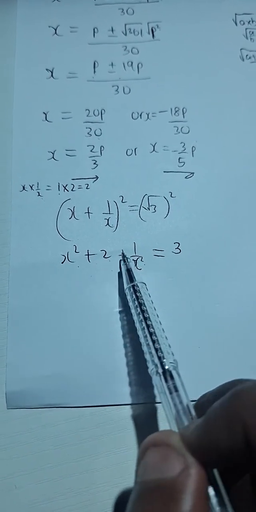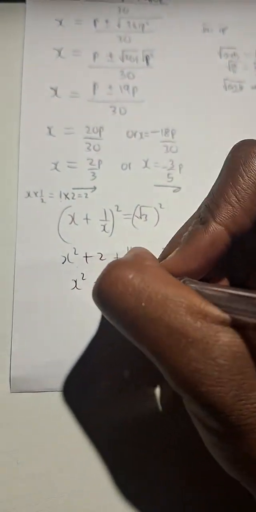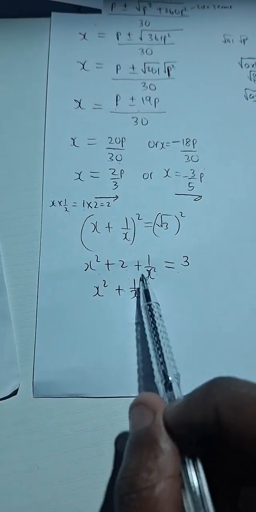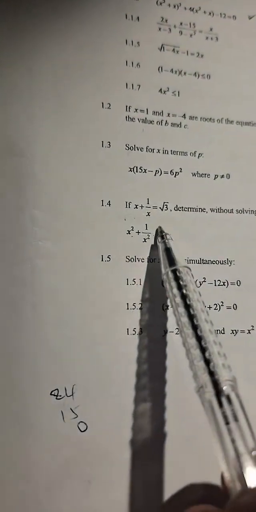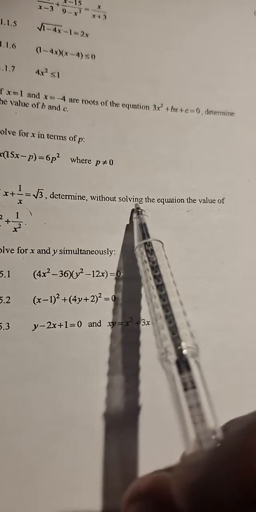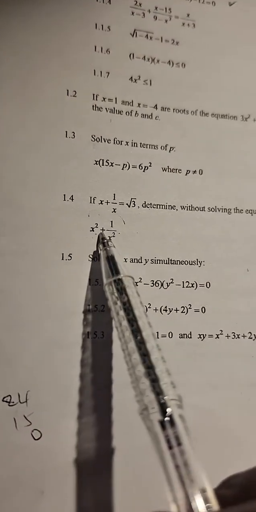X squared plus 2 plus 1 over x squared is equal to 3. Then I am going to write x squared plus 1 over x squared as my subject. Remember they said if this is equal to that, determine without solving the equation the value of x squared plus 1 over x squared.